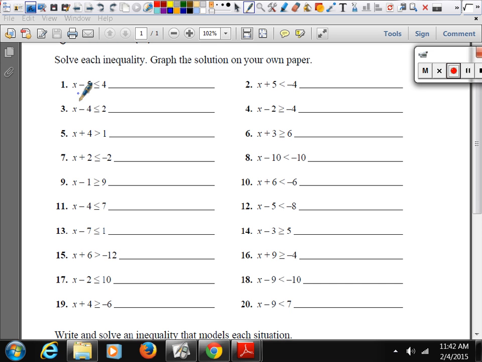It's just a regular solving. Pretend like the inequality is an equal sign. And here we're going to add 5 to both sides. So you're going to get x is less than or equal to 4 plus 5 is 9.